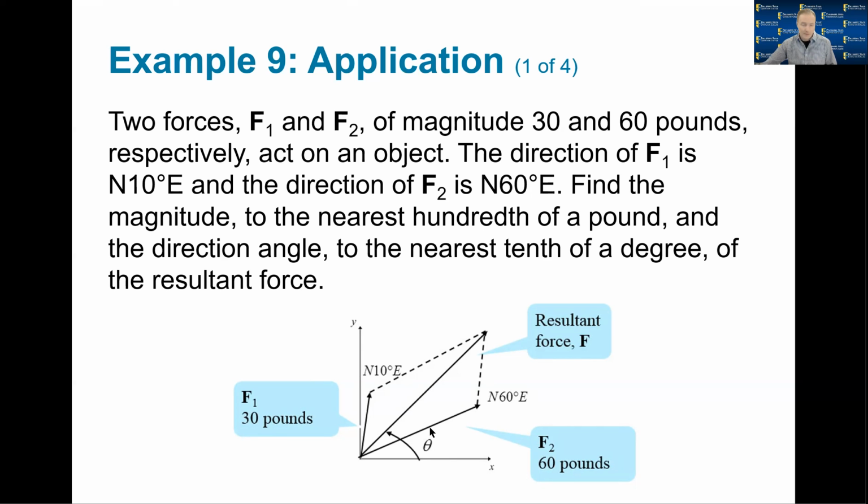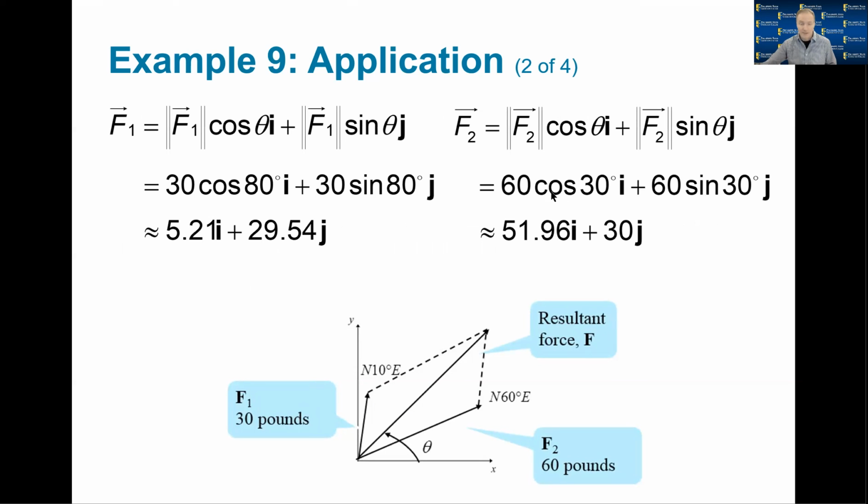And so you'd say, well, then the horizontal component is going to be 60 cosine 30, and the vertical is going to be 60 sine 30. That's precisely what I did here, guys. F2 is a vector that has 60 cosine 30 i plus 60 sine 30 j. Cosine of 30 is the square root of 3 over 2. When you multiply that by 60, you'll get 51.96.